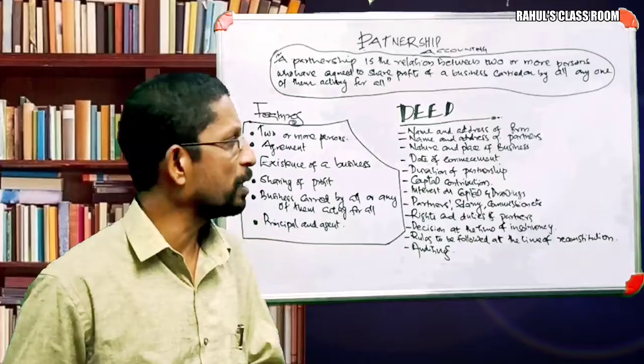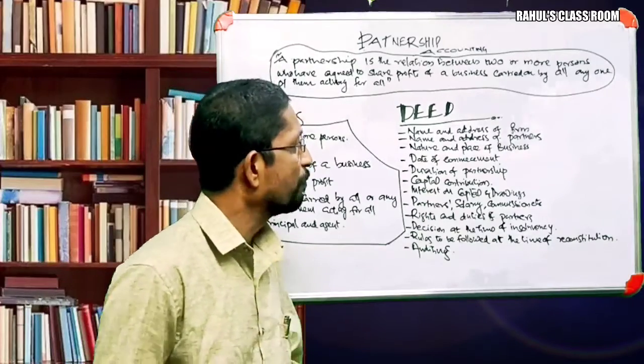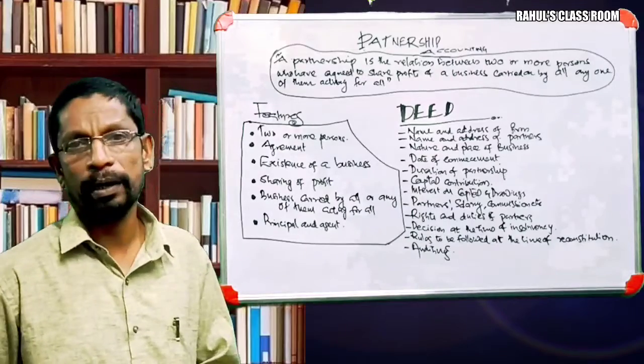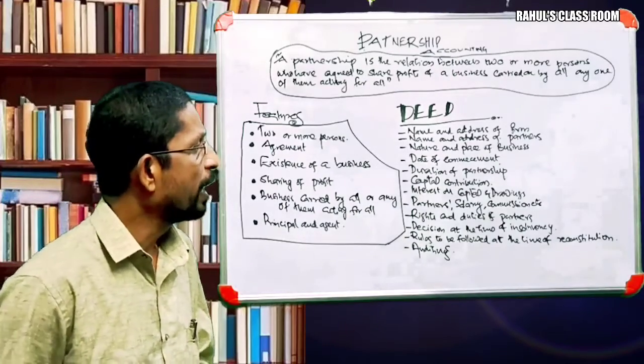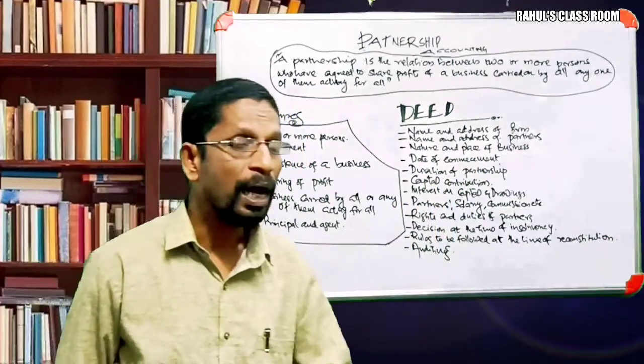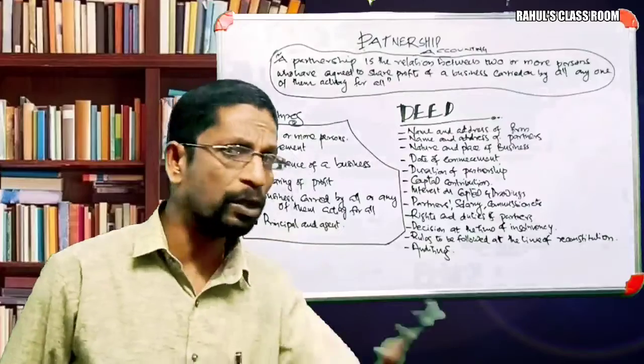Okay. So if you check the partnership deed contents, we can see many details there. For example, the number one content of the partnership deed is the name and address of the firm. That is a must, the name and the address of the firm, because it's a basic document.